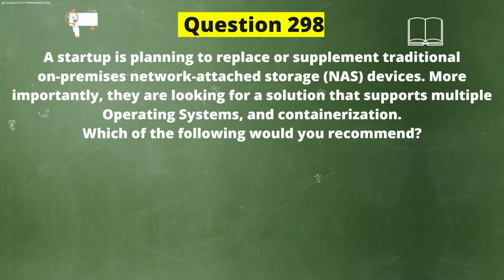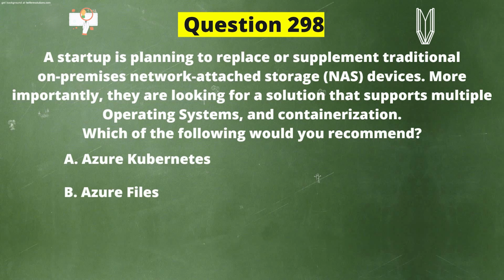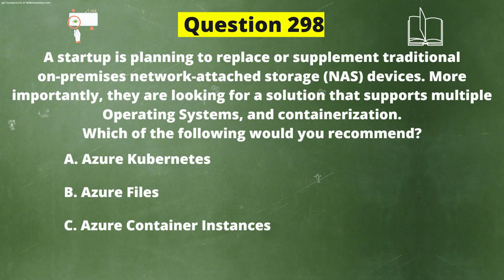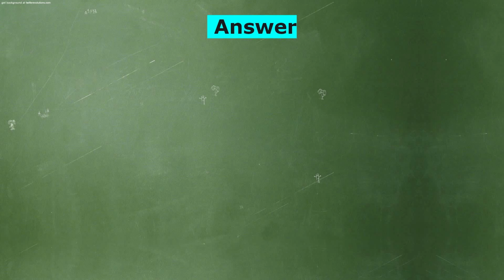Next question. A startup is planning to replace or supplement traditional on-premises network-attached storage devices. More importantly, they are looking for a solution that supports multiple operating systems and containerization. Which of the following would you recommend? And the options are A. Azure Kubernetes, B. Azure Files, C. Azure Container Instances, D. Azure Table Storage. And the correct answer is option B, Azure Files.